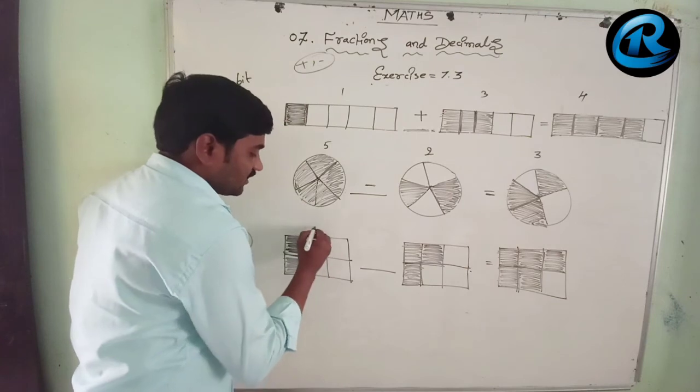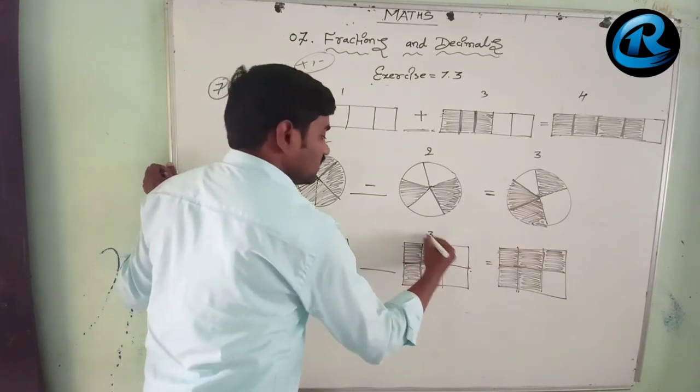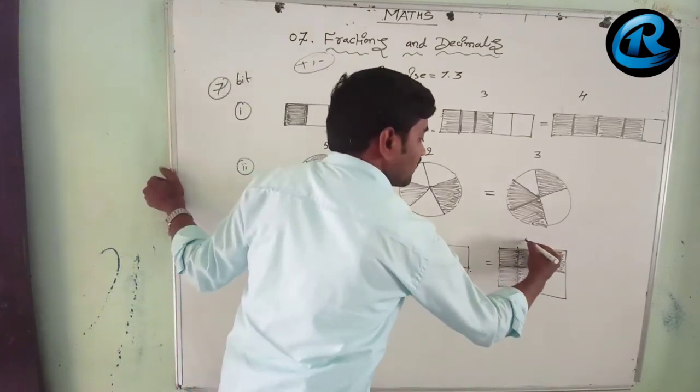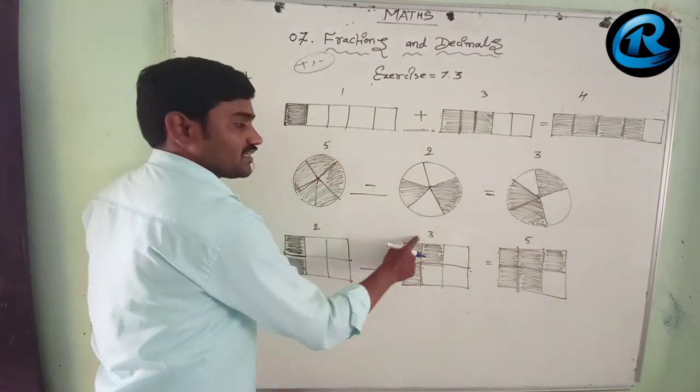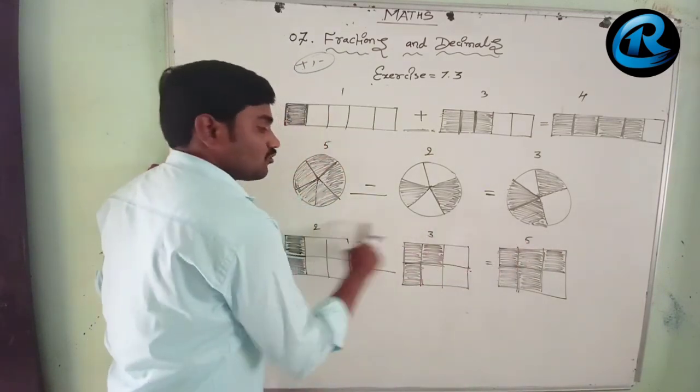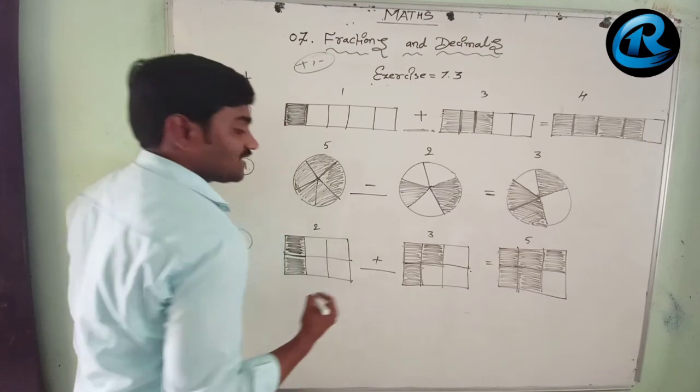In that same way, here 2 parts are shaded, here 3 parts are shaded, and here total 5 parts are shaded. 2 minus 3 equal to 5? No. 2 plus 3 equal to 5. So the plus symbol has to come here.